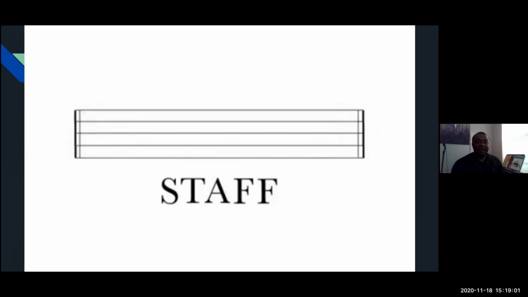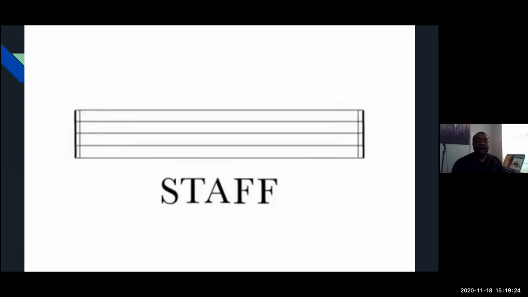Now, this staff I have right here is just the standard, most basic generic staff. Right now, you don't know what any of the lines are, you don't know what any of the spaces are, but this is your first building block. This is where you start your writing of music.